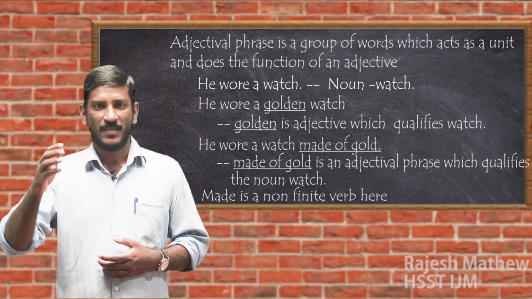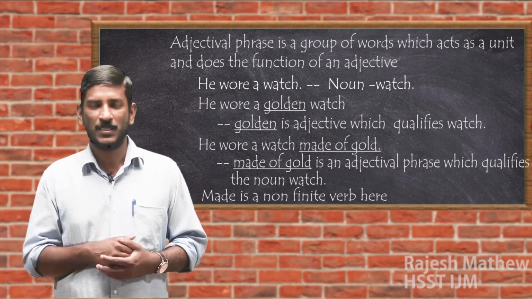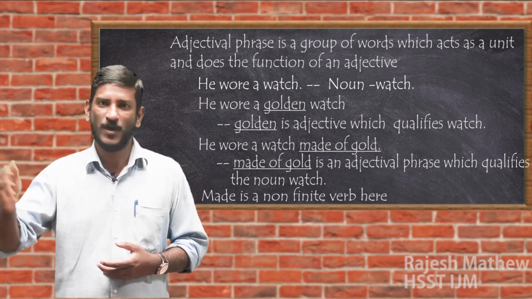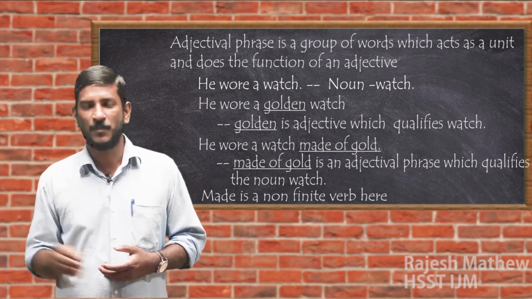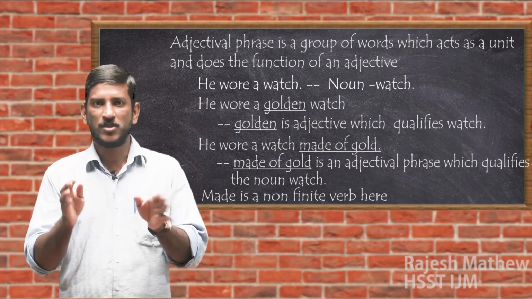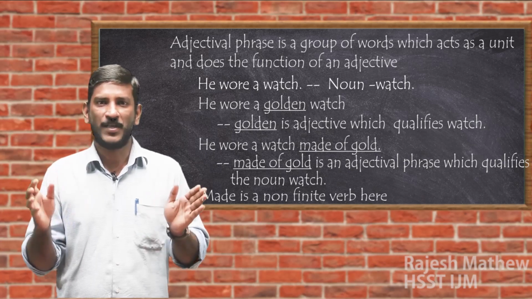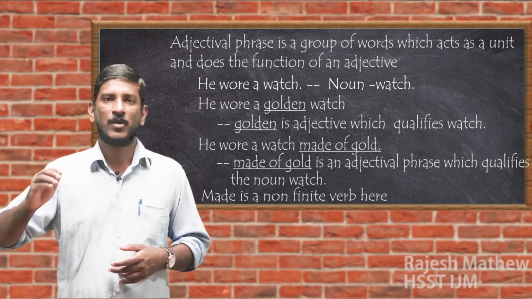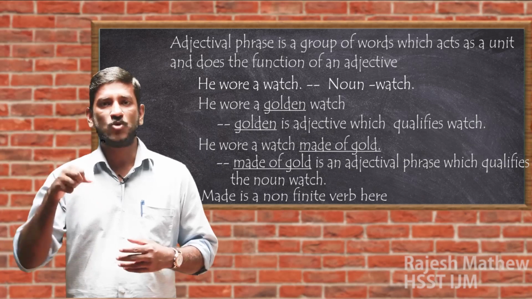An adjectival phrase is a group of words which acts as a unit. It doesn't have a finite verb, may or may not have a non-finite verb, and the most important function of an adjectival phrase is to describe a noun or a pronoun. We move on to the next topic.